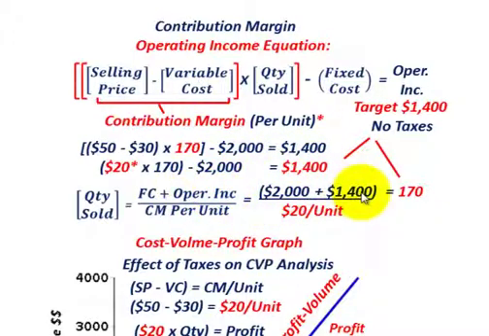So for our quantity sold, we calculate it based on our contribution margin per unit. That would be your fixed cost plus your operating income, divided by the contribution margin per unit. So we had the fixed cost of 2,000, plus our 1,400 in operating income, divided by the contribution margin of $20 per unit. That gives us the quantity we have to sell, 170 units, to have our targeted operating income of $1,400, and this is with no taxes.